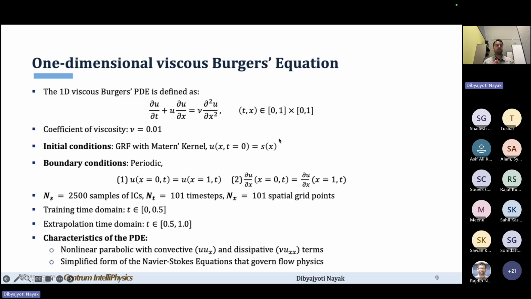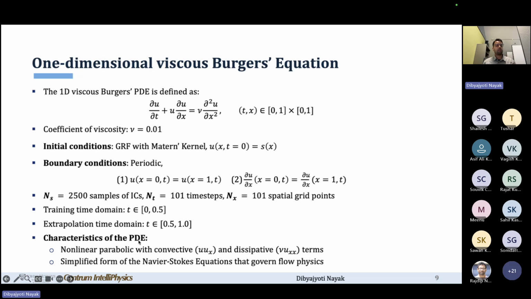So the first example that we're considering was the 1D viscous-Burgers equation. It's the same example which I introduced in order to show you the error accumulation in time. The training details remain almost the same. As I explained before, we only give access to the first half of the temporal domain to the neural operator for training, and then we do the extrapolation on the other half. So t equal to 0 to 0.5 becomes your training time domain, and t equal to 0.5 to 1 becomes the extrapolation time domain.